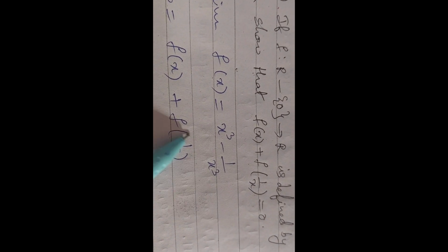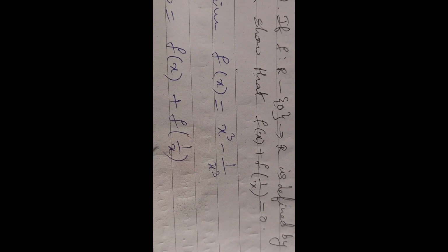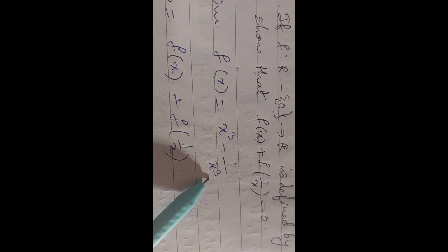We need to write the LHS. LHS is f of x plus f of 1 by x. F of x means whatever is given, that only we should write. F of 1 by x means wherever x is there you have to put 1 by x, and wherever x is there you have to put 1 by x. So this becomes f of x as it is.